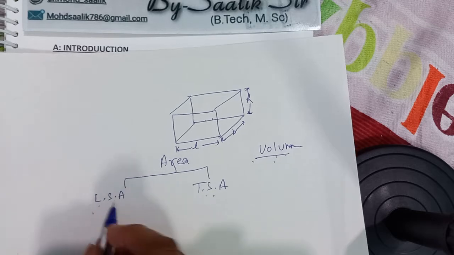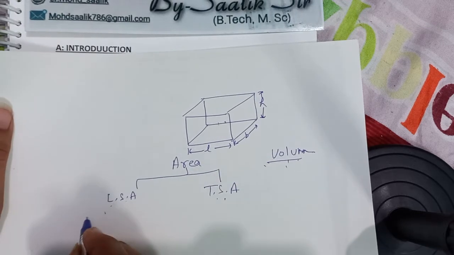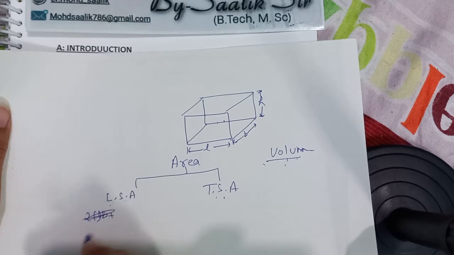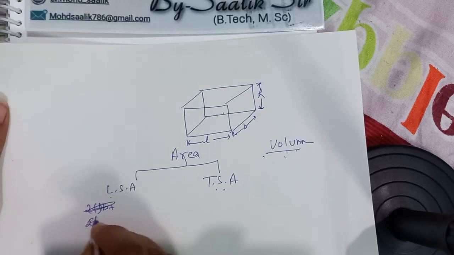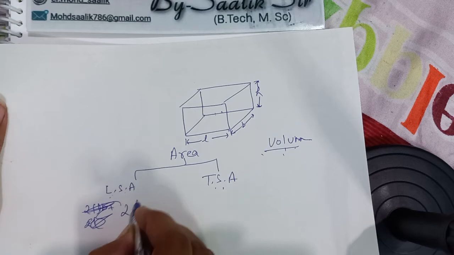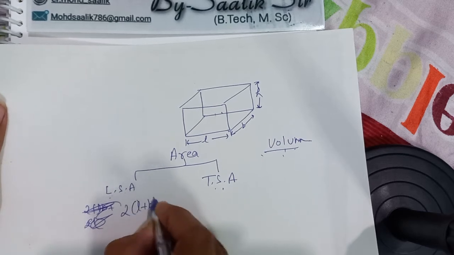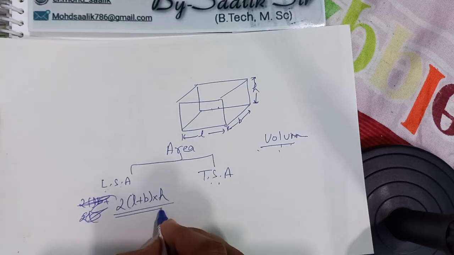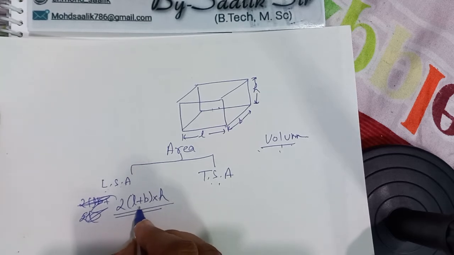What is lateral surface area? The lateral surface area of a cuboid is 2(L plus B) into H. It means in this formula only the four sides are included, not the top and not the base.